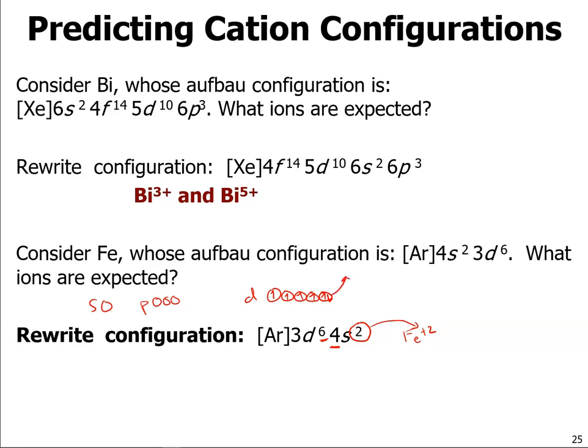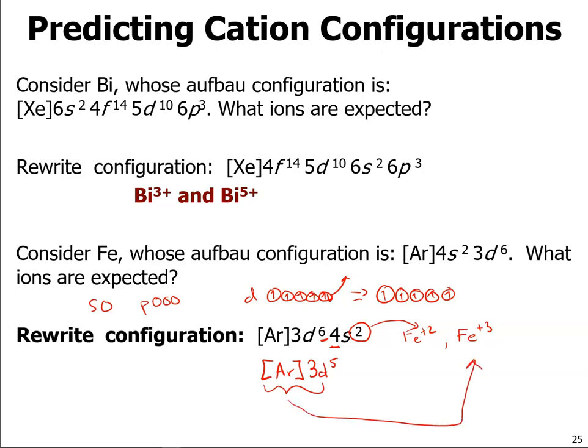So if this one leaves, we will have 1, 2, 3, 4, 5 electrons. But then we've lost one additional electron, so that would give us a plus 3 charge now, where the new electron orbital configuration would be 3d5, and the 4s2 electrons are now gone. This would be the next most stable form. So this would be for the iron plus 3.